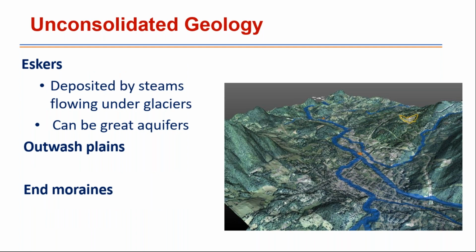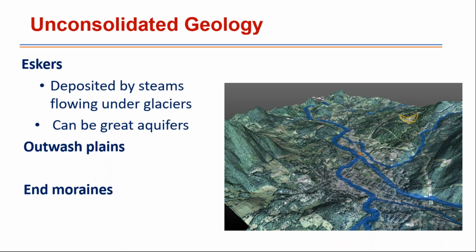Eskers are great aquifers. They're generally deposited by streams that flowed underneath the glaciers and sorted the material below. Generally, they're going to be sand or gravel, sometimes cobbles. Very high yield, very easy to map, easy to protect. Then we also get outwash plains. Not much in Vermont, but that's when the glacier melted, a lot of water went out and pushed all the material out far away.